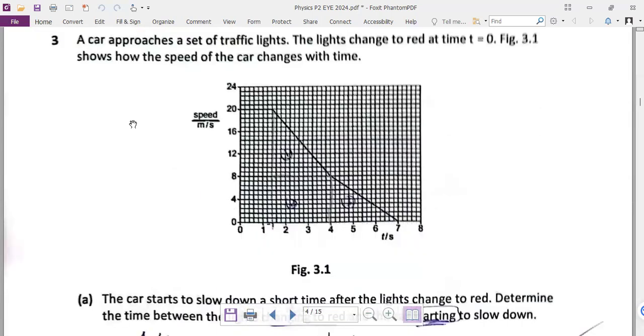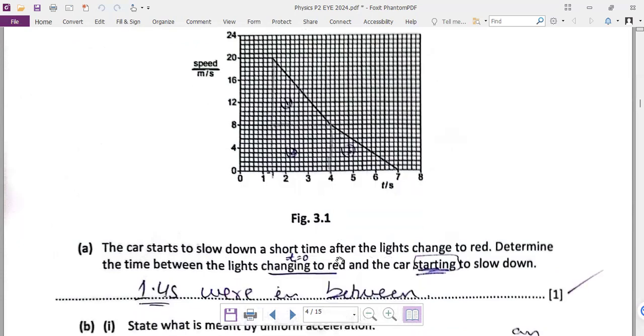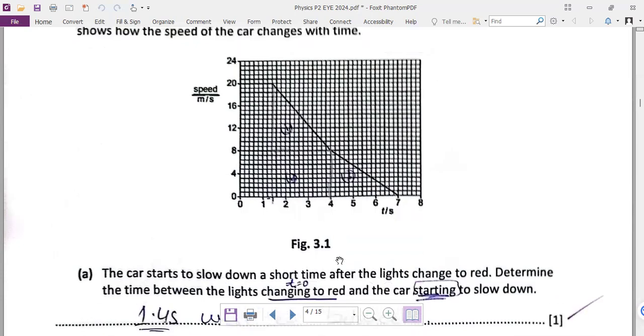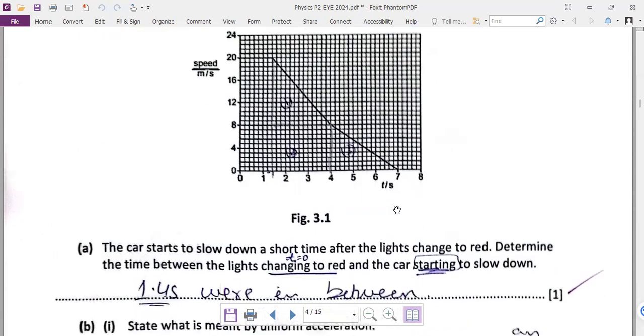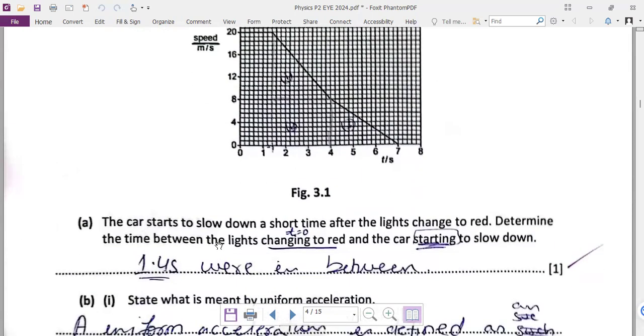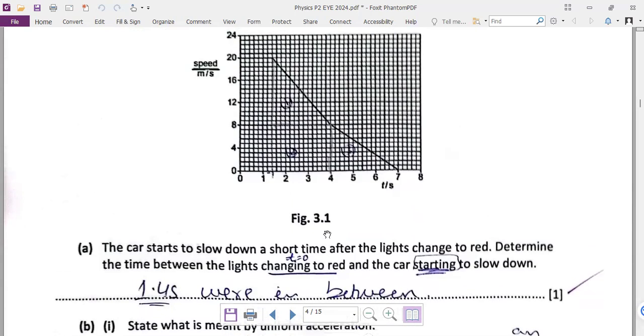Next question. Car approaches traffic light. Light changes to red. I think we did this question yesterday, and it is the same type of question, not exactly the same question, but that was for the thinking and braking distance, and now it is asking different things. So the car starts to slow down a short time after the light changes to red. Determine the time between the light changing to red and car starting to slow down.